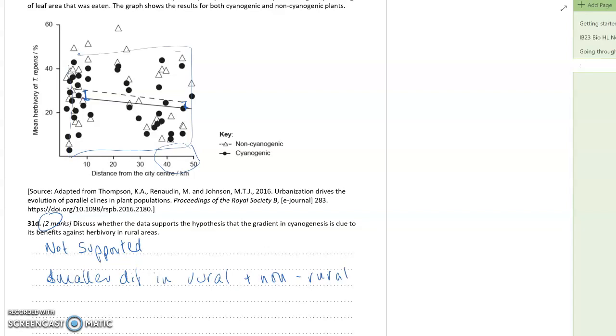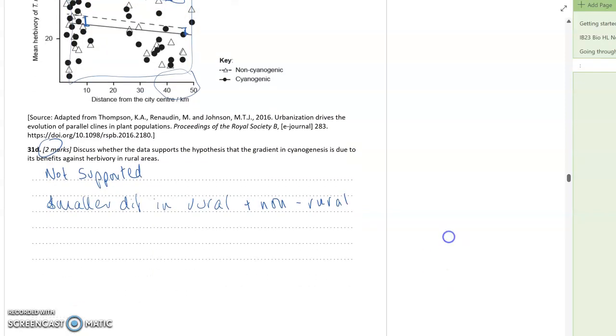Now, if you wanted to say that there was some support in this, you could say it was partly supported by, there's a lower herbivory rate in cyanogenic plants in all areas because the spots are in this lower zone here as opposed to this upper zone here. But it's probably easier to say it isn't supported because it isn't really.